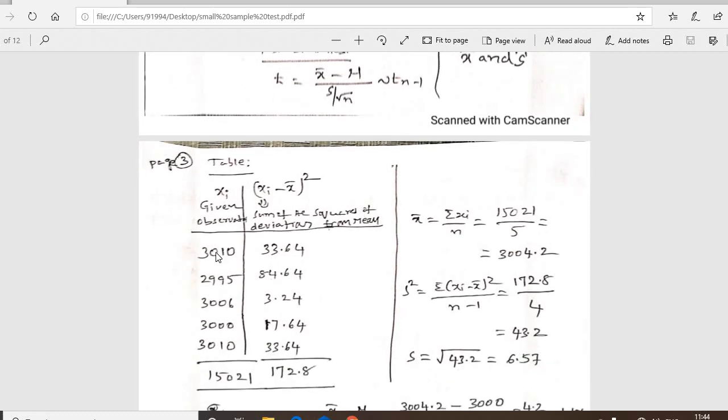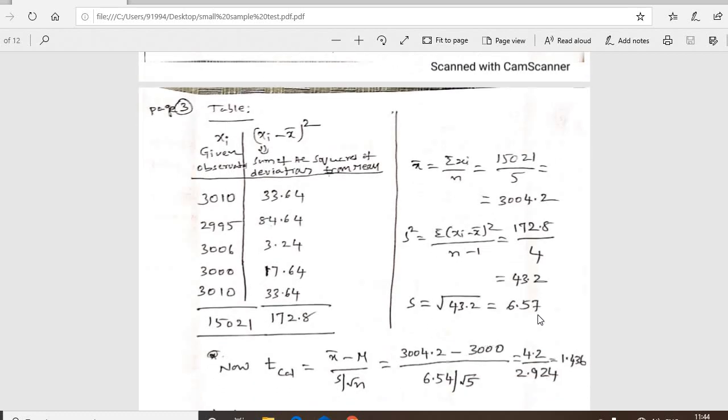So the xi values are x1, x2, x3, x4, x5. Then what is x bar? We know x bar equal to sigma xi by n. We get the average value. Now subtract it from each observation and square, and we get these values. So this is sigma of xi minus x bar whole square. Now calculate s square: sigma of xi minus x bar whole square by n minus 1. The numerator is 172.8, and n minus 1 is 5 minus 1, 4. This gives 43.2. Then the s value is 6.57.